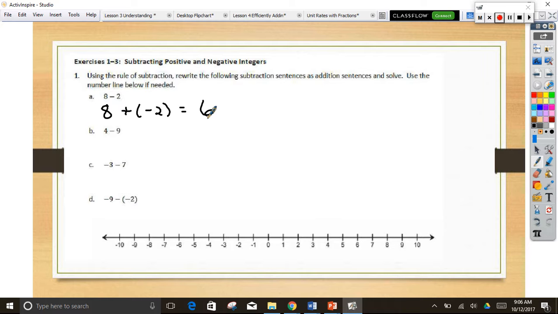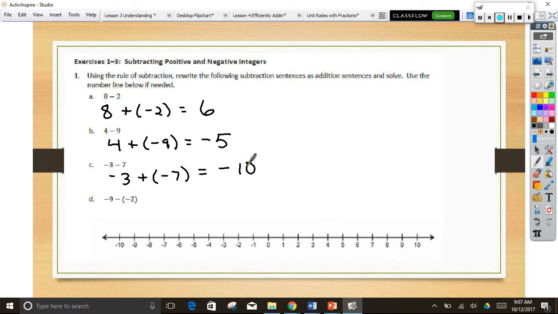Okay, letter B. Violet, how would I rewrite this? 4 plus negative 9. Good, and what is 4 plus negative 9? Negative 5. Okay, next one. Eve, how would I rewrite it? Negative 3 plus negative 7 equals 4. Negative 3 plus negative 7 actually does not equal 4 because we have same signs, add and keep. Grace? Negative 10. Yeah, we want negative 10. They're the same signs, so we want to add them together and keep the sign, which is negative.